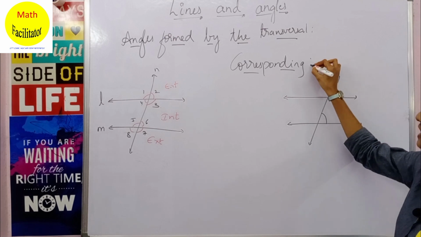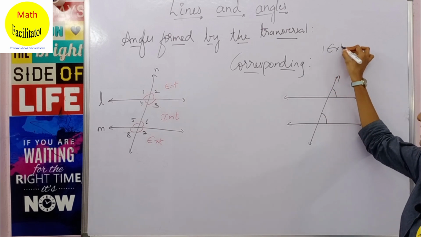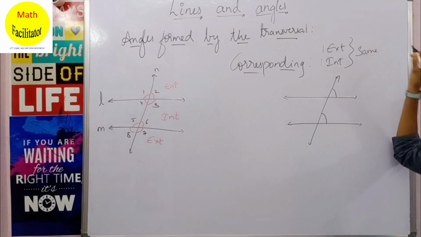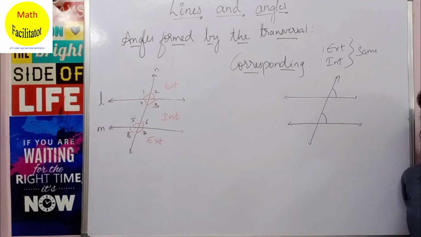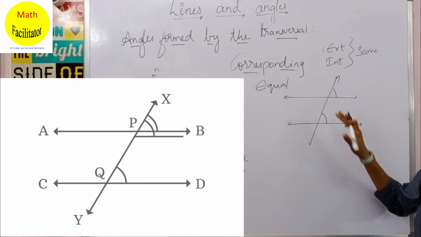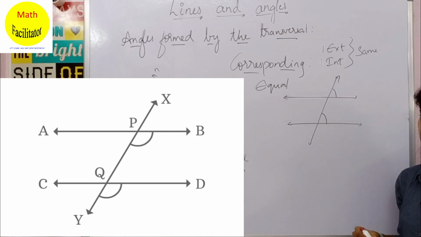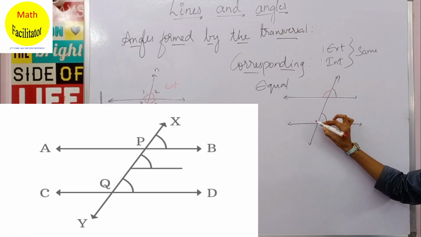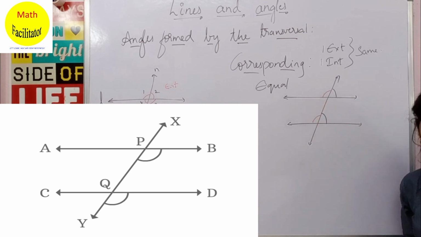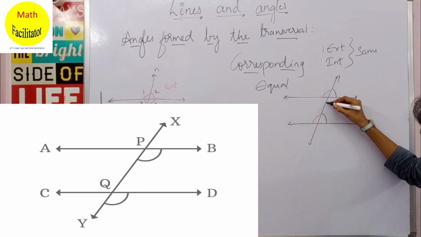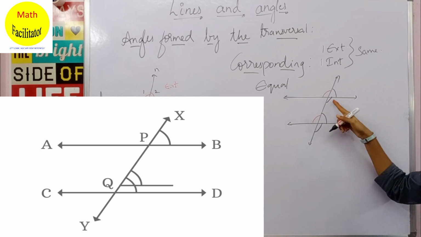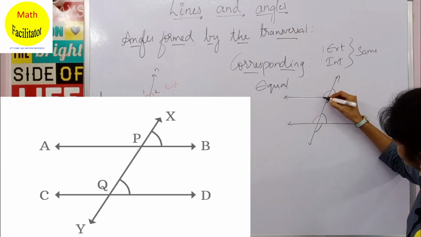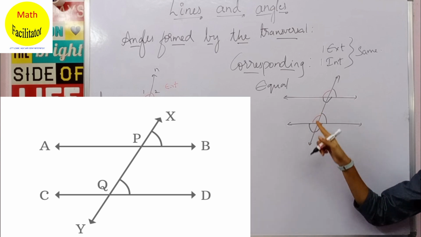Clear? So what is the condition for corresponding angles? You should have one exterior angle and one interior angle, and both should be on the same side of the transversal. Now tell me how many pairs of corresponding angles can you form here? This is one pair. On this side also, this is an exterior angle, this is an interior angle, so this is another pair. Again here, one interior, one exterior, so this is also a pair. Here also, one interior, one exterior, so this is another pair.